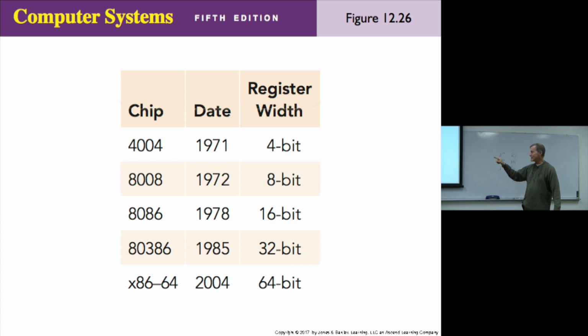And that was in 1971. Then there was the 8008, which was an 8-bit chip in 1972. Then the 8086 came out in 1978. These are all Intel chips. 1978, 16-bit, and then in 1985 was a 32-bit, and then 2004 was 64 bits.